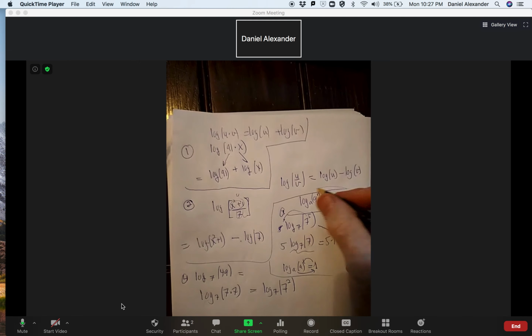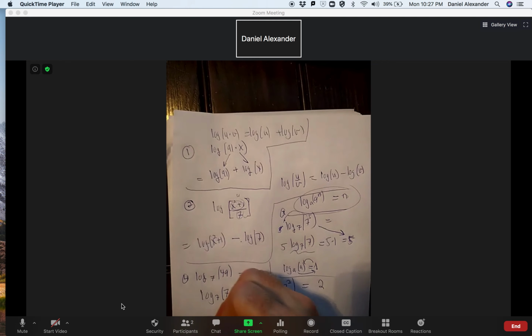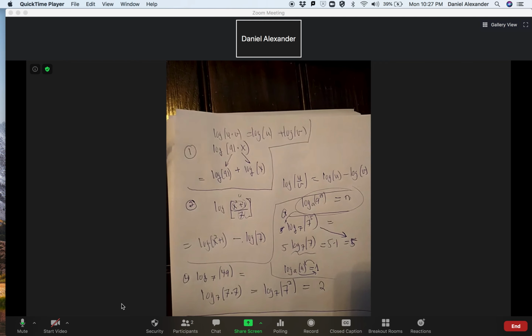So I can use this one again with a equals 7, and this is just going to be equal to 2 times this, which is going to be equal to 2. I just bring the exponent, and that's all that equals. Okay. I think I can do one more on this page.